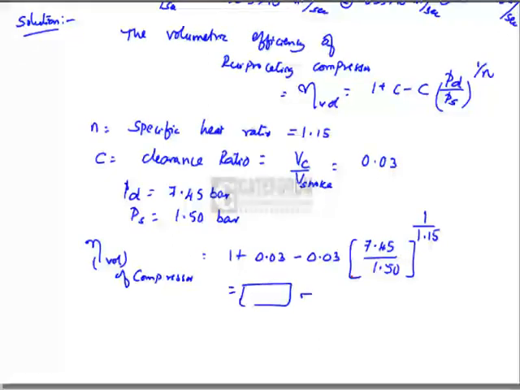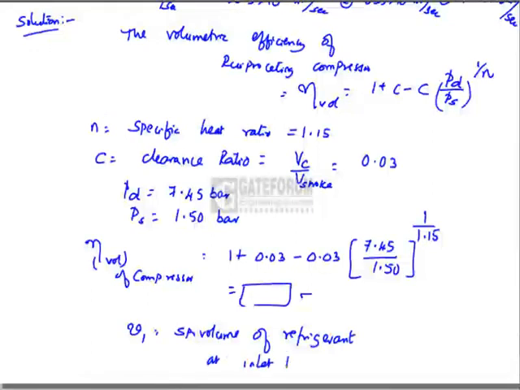Now V1, the specific volume of refrigerant at inlet to the compressor, is 0.1089 meter cube per kg. That is the specific volume of the refrigerant at the inlet to the compressor.